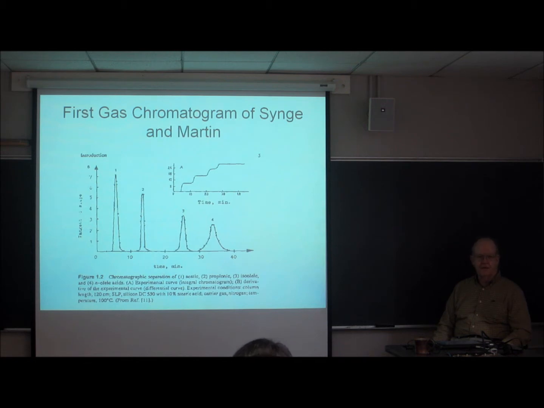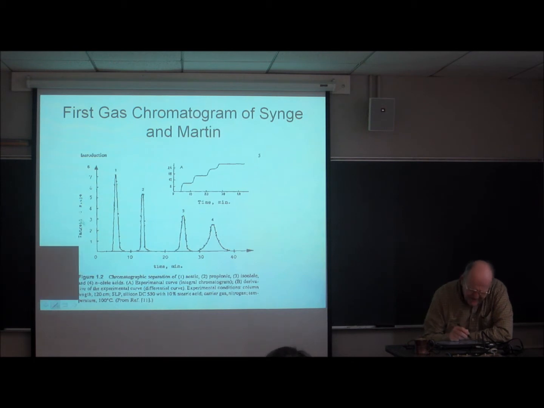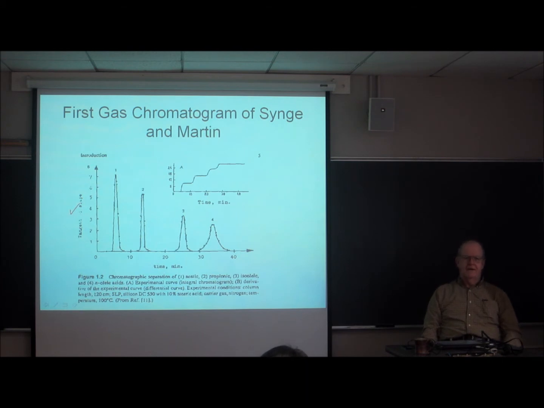This is the first gas chromatogram ever obtained. It came out of a paper by James and Martin. I think this paper was 1952. This big curve down here, let me get my pen activated. This curve down here looks like a chromatogram. And it is a chromatogram. But that's not what they did. They didn't have detectors that were worth anything at the beginning.